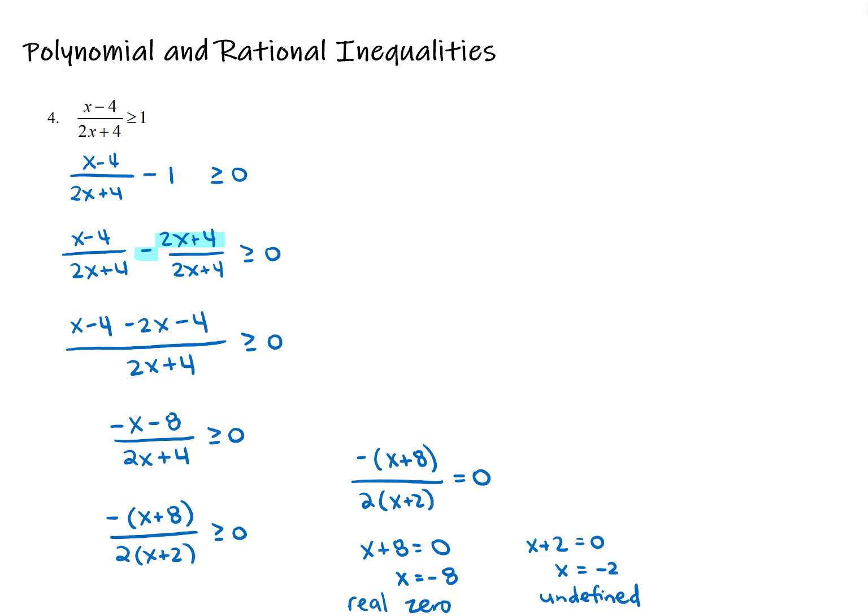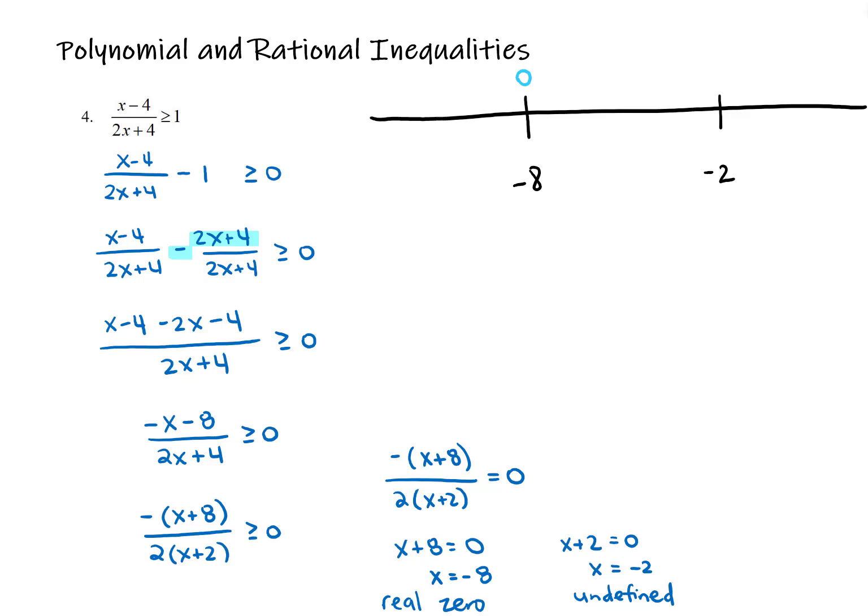So you can see that I took the numerator, set the numerator equal to 0, and that solved to find my real zeros, or my x-intercepts. And I took my denominator, set it equal to 0, and that is going to find my undefined regions, or where my vertical asymptotes are. When looking at my number line, at my real 0 of negative 8, I'm going to put the value of 0 over the number line. At x equals negative 2, I'm going to write undefined above that value. And then you can see that this has separated my number line into 3 regions.